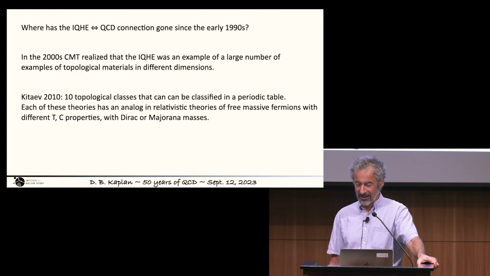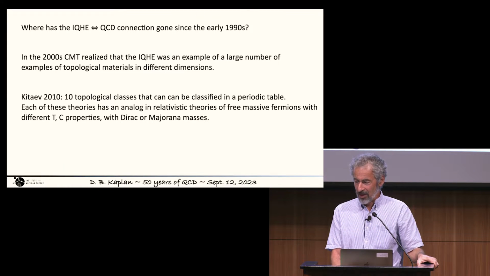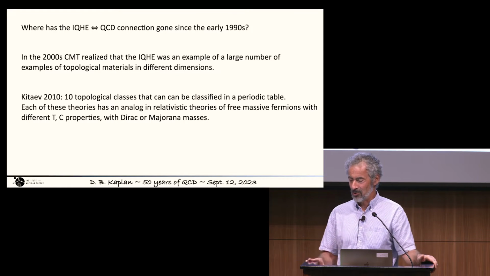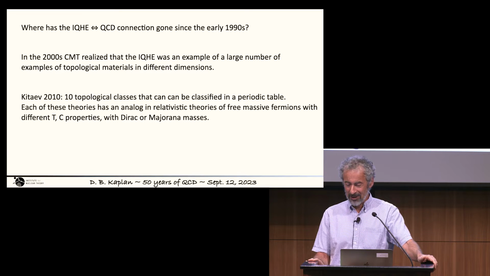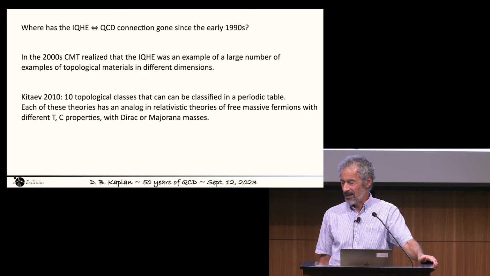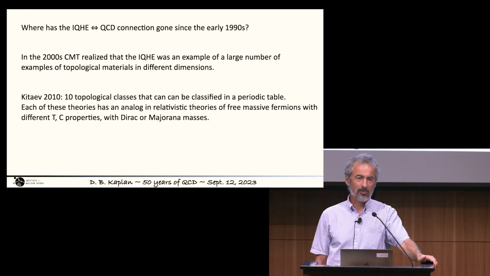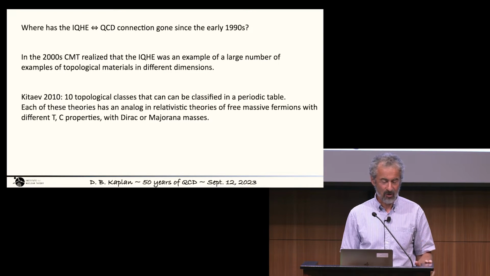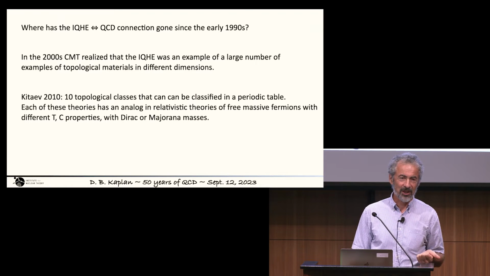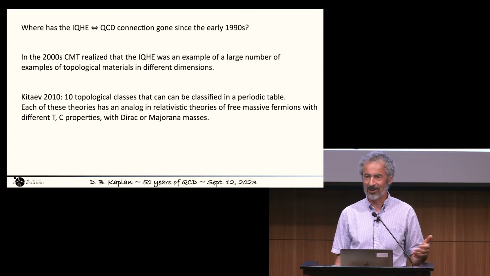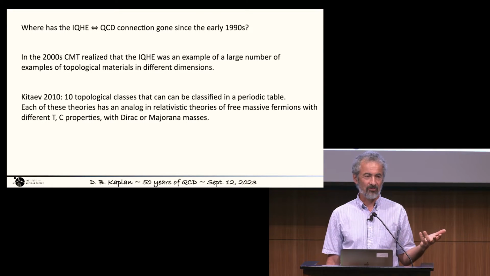And in 2010, Kitaev put some order on this, showing that they can be classified in a really pretty periodic table. It's the same periodic table you can see if you look up homotopy classes of fundamental groups on Wikipedia. The classes of different topological materials really just are different classifications of free fermion theories, according to whether they have a charge conjugation symmetry, whether the charge conjugation matrix is symmetric or antisymmetric, if there's a time reversal symmetry, and whether or not there's a fermion number symmetry.